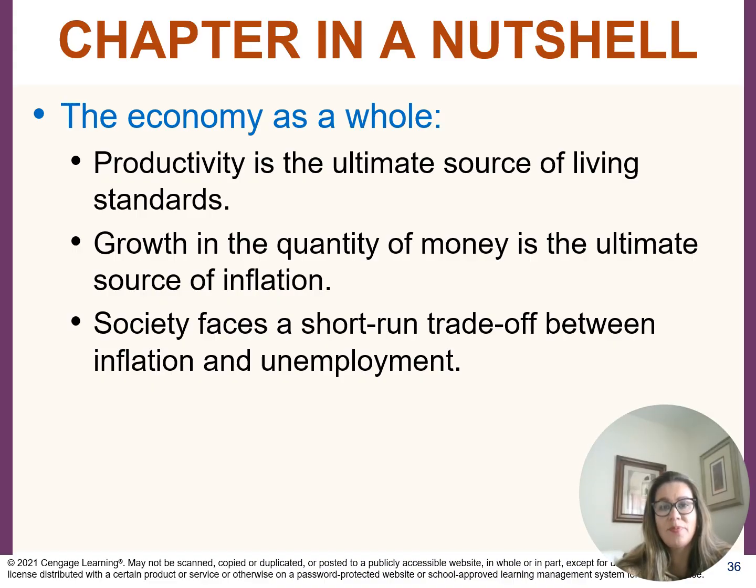So the principles that are covered under this category talk about macroeconomics. So categories one and two are micro, category number three is macroeconomics. That is what we're going to be studying in the rest of the semester. It says that productivity is the ultimate source of living standards. The second one is growth in the quantity of money is the ultimate source of inflation. And then number three is that the society, in the short run, this is very important, only in the short run, faces a trade-off between inflation and unemployment.